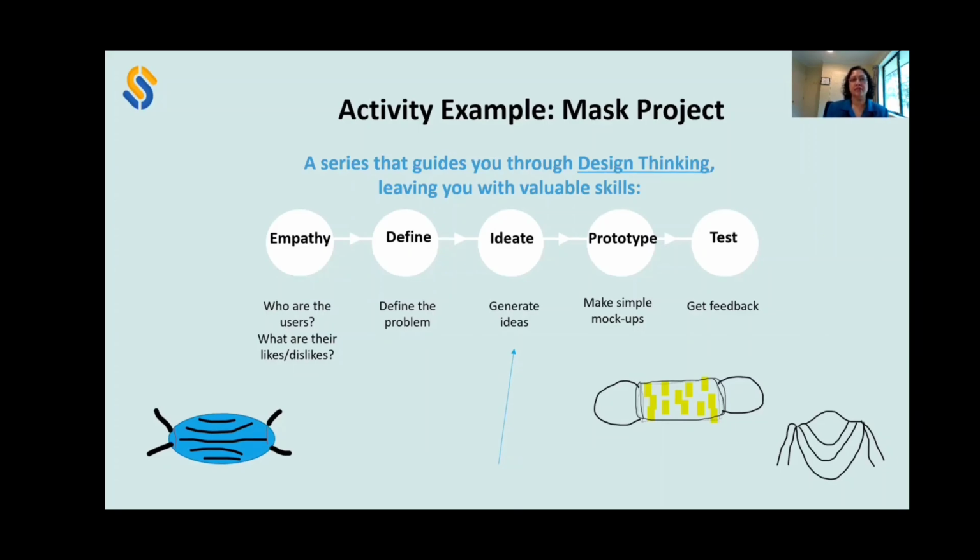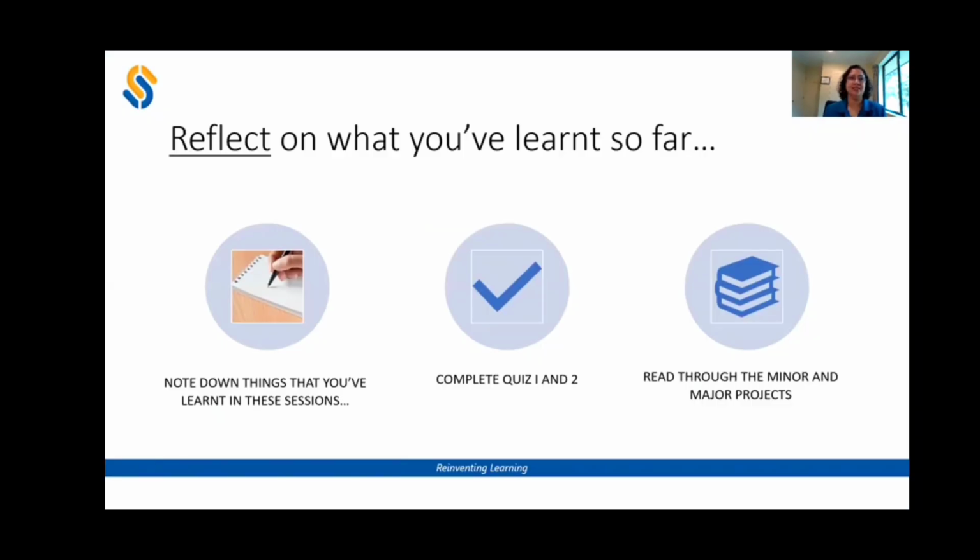So we started off with empathy. We decided we'll work for elderly people. We defined the problem clearly. We said that it has to be soft material, it's got to be easy to assemble, easy to put together, and really simple for the elderly to use. And now we have some ideas and sketches. Reflect on what you've learned in this course so far, take down notes, try and complete the quizzes, and read through the minor and major project, which are really, really interesting case studies.